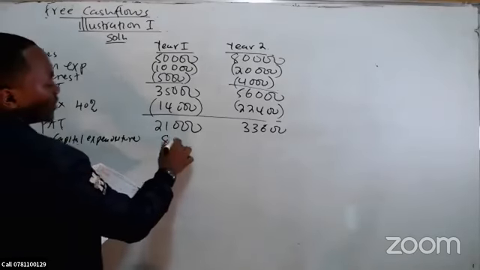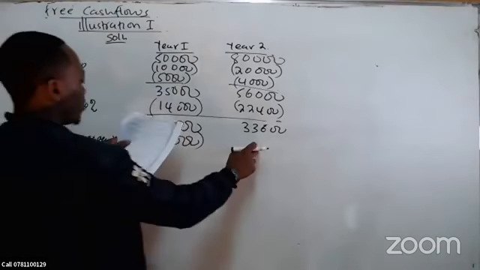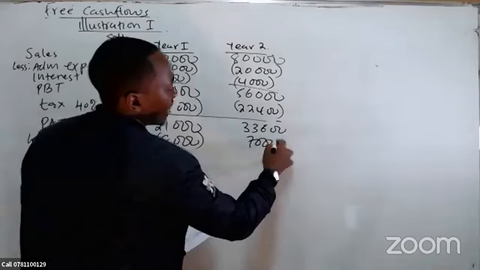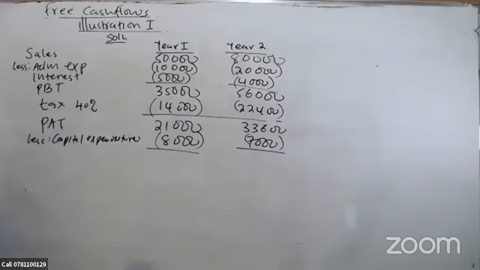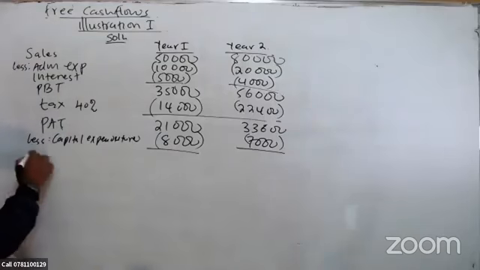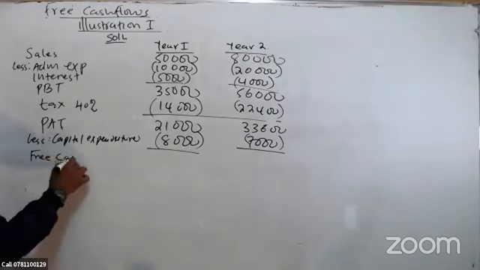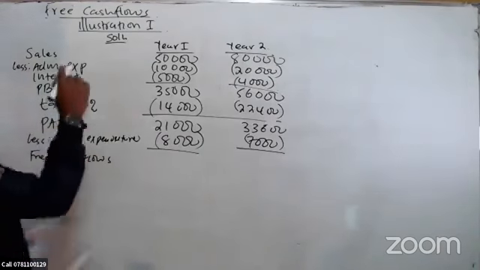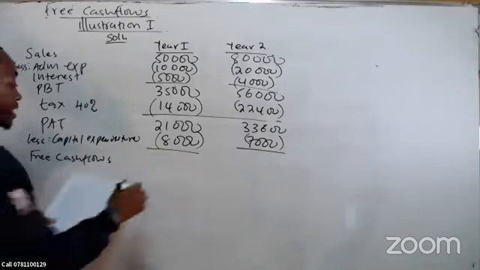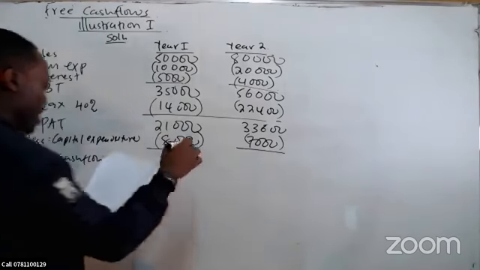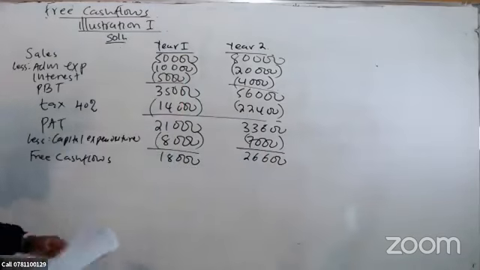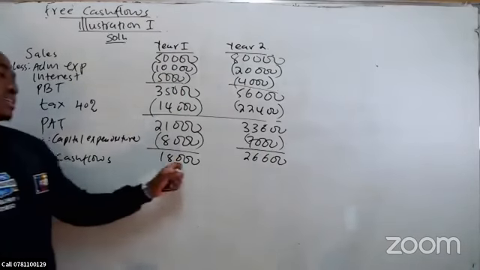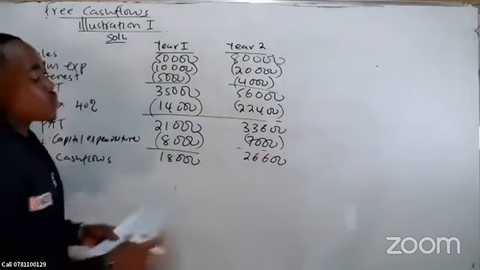Now, here you need to invest 8,000. Here you need to invest an amount of 7,000. Now, what remains is the amount which can now be distributed to the ordinary shareholder. So in this case, that's what we call the free cash flows. So in this case, you get 18,000, and the other one, you get 26,600. After we get the free cash flow, we have said that in this case, you have now to discount.